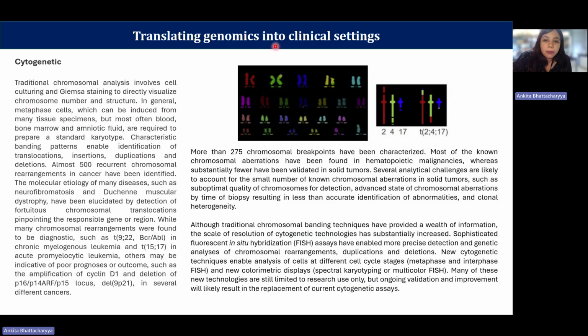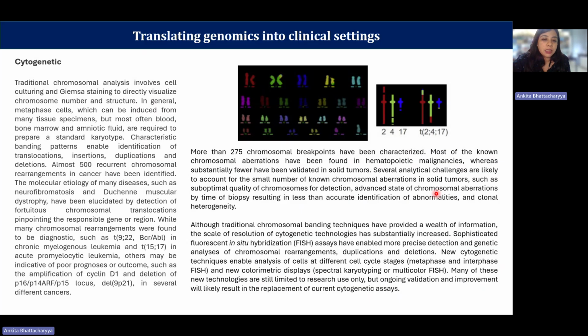So chromosomal breakpoints have actually been characterized, and most of the known chromosomal aberrations have been found in hematopoietic malignancies, whereas far fewer have been found in solid tumors. Several analytical challenges are likely to account for the small number of known chromosomal aberrations in solid tumors, such as the suboptimal quality of chromosomes for selection and very advanced chromosomal aberrations by the time of biopsy testing.